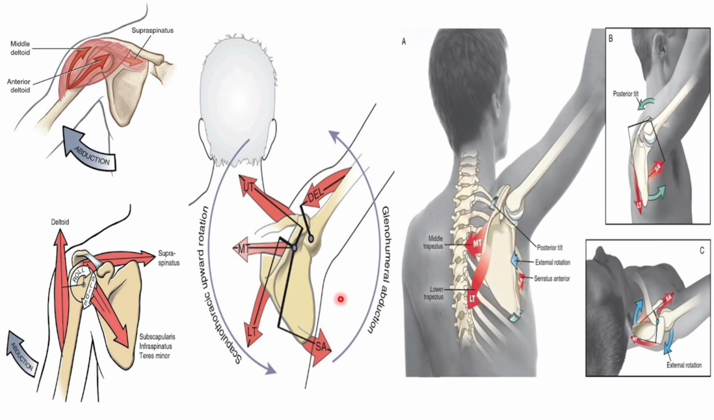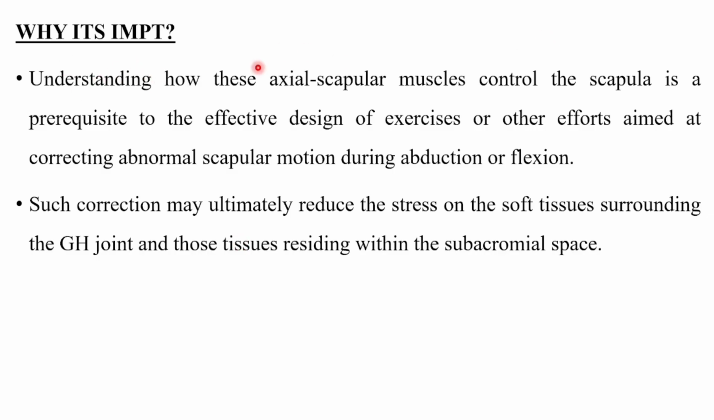So apart from your normal upward rotation, there will be some other motions also occurring at the scapulothoracic joint. That is your posterior tilting as well as your external rotation. So why is it important? Understanding how these axioscapular muscles control the scapula is a prerequisite to an effective design of exercises or other efforts aimed at correcting abnormal scapular motion during abduction or flexion.